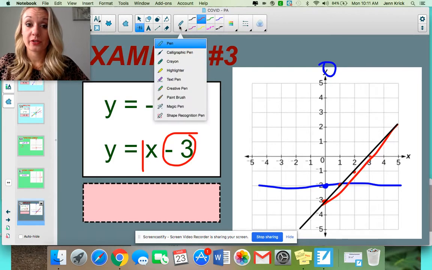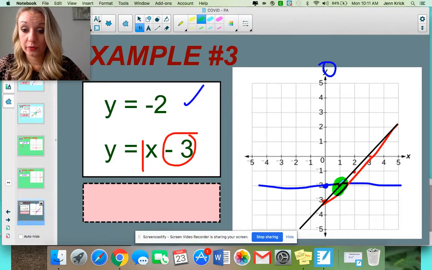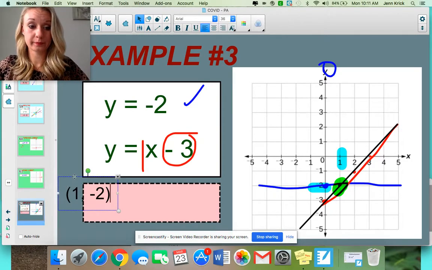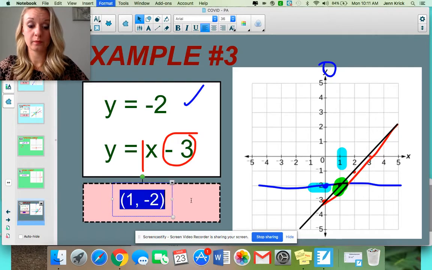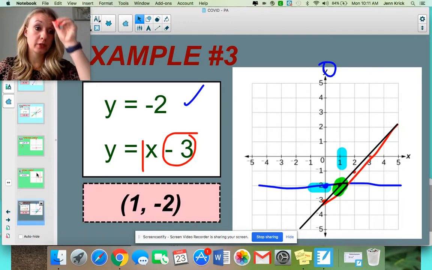Now you need to ask yourself, where does your black line and your blue line intersect? And hopefully we can see that it's right here. Now that coordinate pair, my x value is 1, my y value is -2. So your answer would look like this: 1, -2.